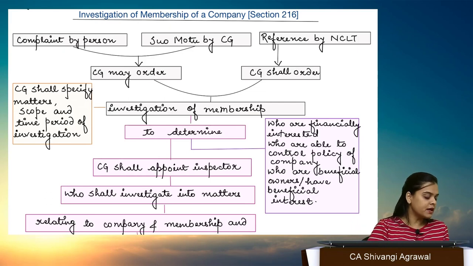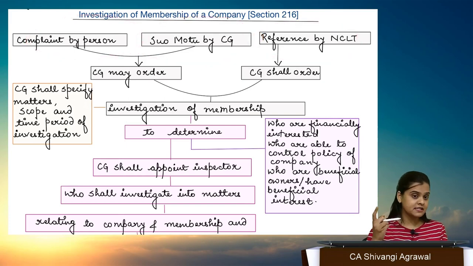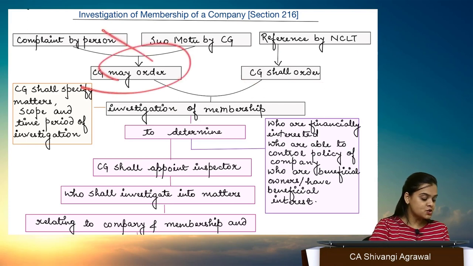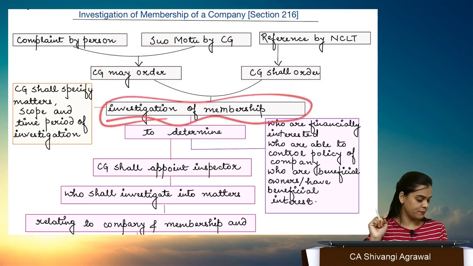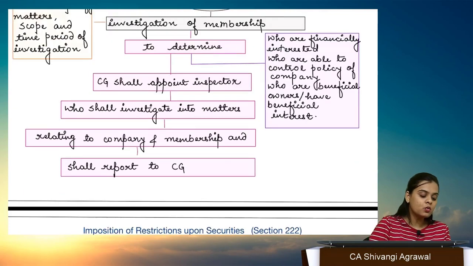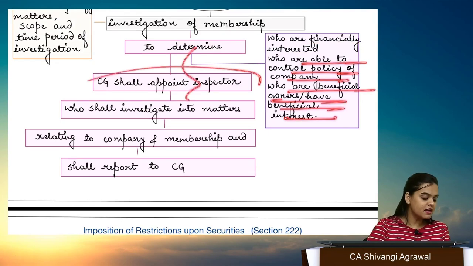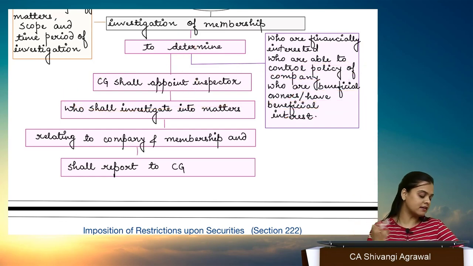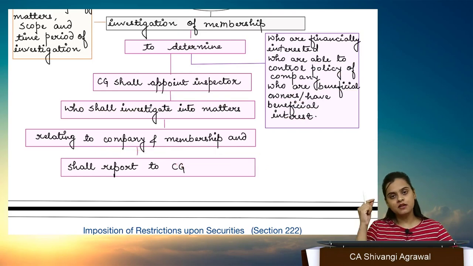So if a complaint is being made by some person or suo motu by government or by reference by NCLT, then CG shall order, and in these situations CG may order investigation into membership. Right, to determine who are the financially interested people, who are able to control the policy, who are beneficial owners, etc. So for this regard also, CG shall appoint inspector who shall investigate into matters relating to the company and membership and shall report it to central government.